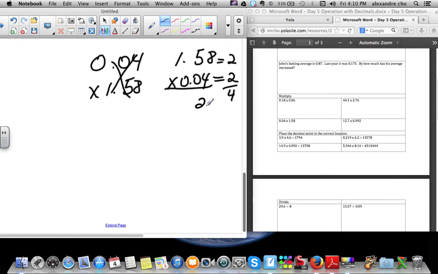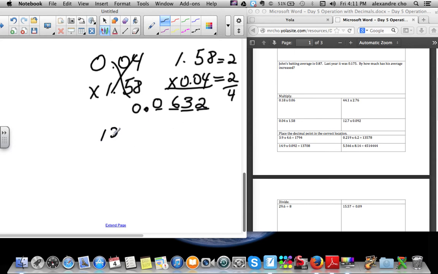So 4 times 8 is 32, goes 3, 23, goes 2 is 6. So starting from the right, you go 2, 1, 2, 3, 4. We need a 0 here, and we can add a decimal. So our final answer is 0. Let me add a 0 here, 0.0632.